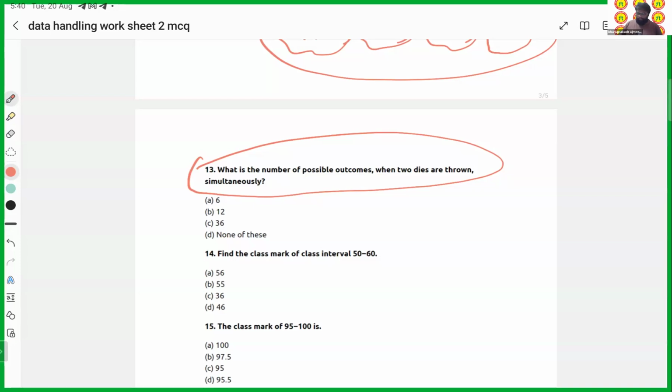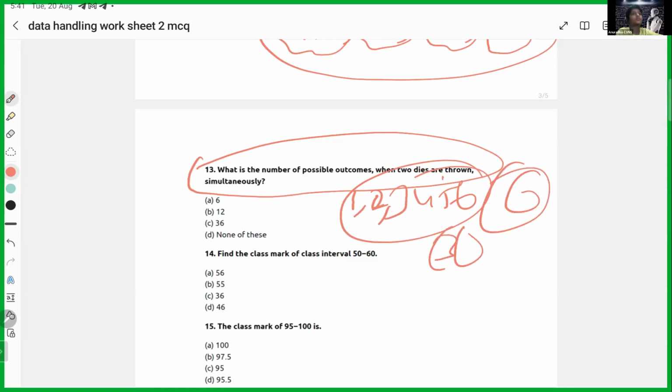What was your answer? When two dice are thrown, what is the sample space? When two dice are thrown, we discussed this question in the class or not? So what is the total number of outcomes when two dice are thrown? Sir, 12. No, 36. So there are how many outcomes for each die? 1, 2, 3, 4, 5, 6. 6 outcomes, so 6 into 6 gives 36. So 36 is the answer.